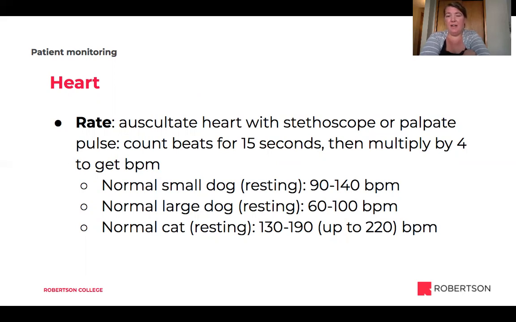Cats, however, at the vet clinic tend to be extremely stressed. So we'll see those heart rates as high as 220 beats per minute. Anything above and beyond that, I'm going to be very concerned about. But often we do see up to 220 with no concern for that animal.